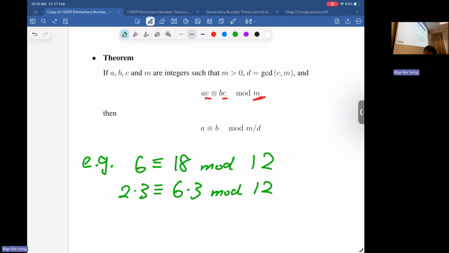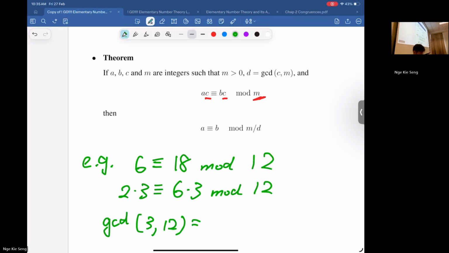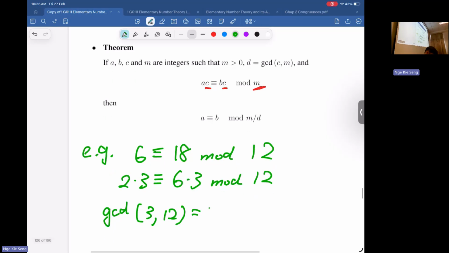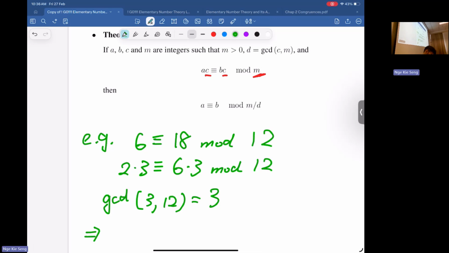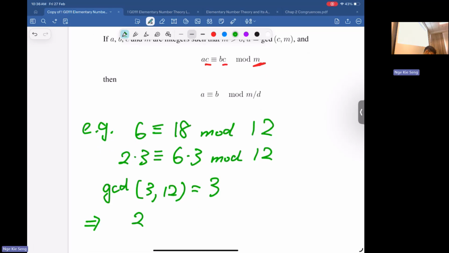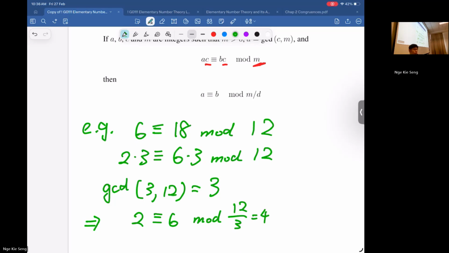And then what's the GCD between C and M here? So maybe 3 and 12. You can use the Euclidean algorithm, but I think this is an easy, straightforward example. You can see that this GCD is 3. So in this case, the theorem tells you that 2 is congruent to 6 mod 12 divided by 3, which is mod 4. Okay, good.